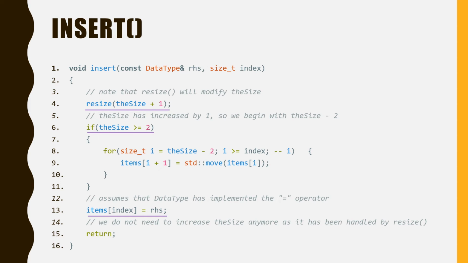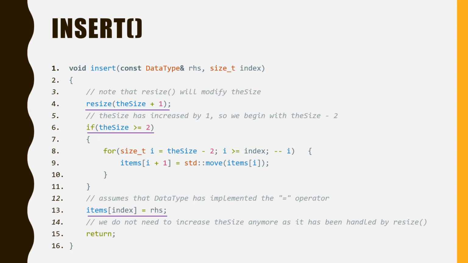The next one is the data insertion operation. It has two parameters. The first one, RHS, or right-hand side, is the data element we want to insert. Again, you can think of it as an integer when we are dealing with integer array.